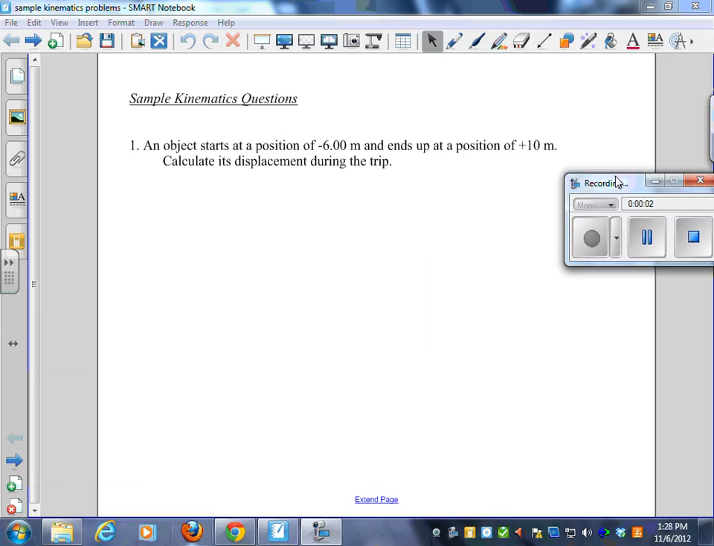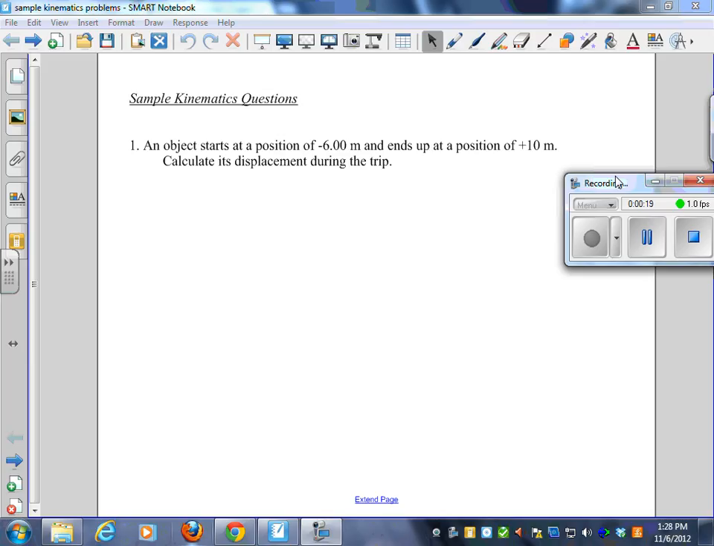I'm going to start you with an easy one. A simple little warm-up activity here. These are sample kinematics questions, so we're going to be using some of the formulas and whatnot that we've seen so far. So you should park your phone and be ready to pay attention.